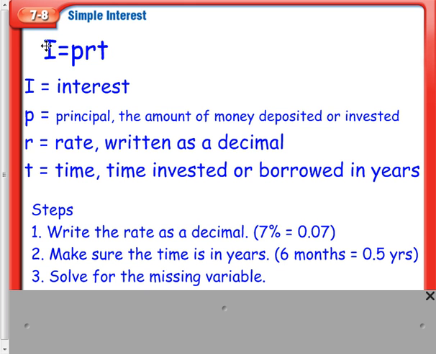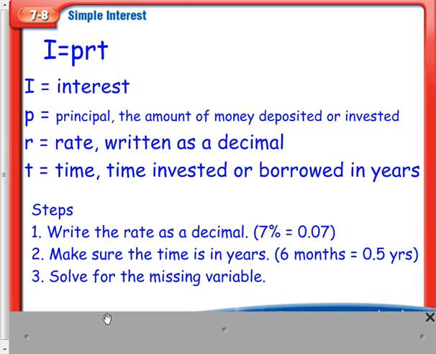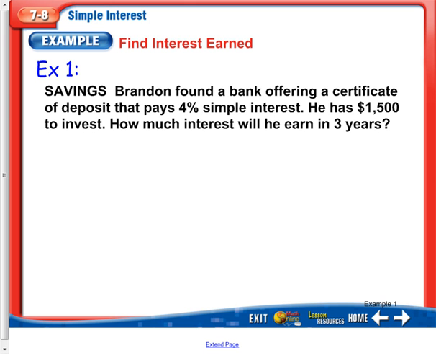If they give us I and they leave out T, then we're going to have to multiply P and R and divide both sides because this becomes the coefficient. So we just have to figure out what it is that we're looking for and then solve for it for our answer. All right, so savings. Brandon found a bank offering a certificate of deposit that pays 4% simple interest. He has $1,500 to invest. How much interest will he earn in 3 years?